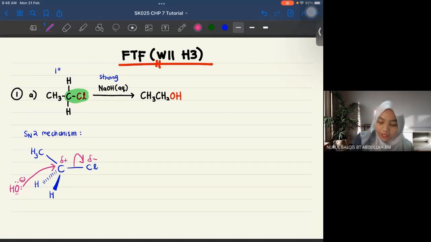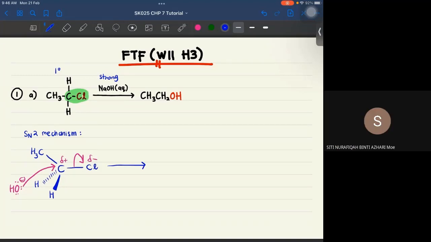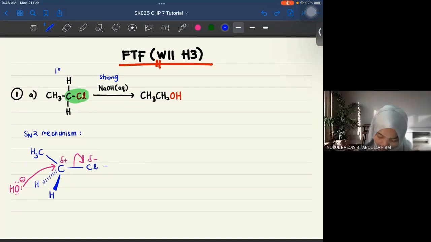Okay, apa yang kita akan buat dekat sini? Atas arrow ni kena tulis apa? Slow. Slow. Lagi?